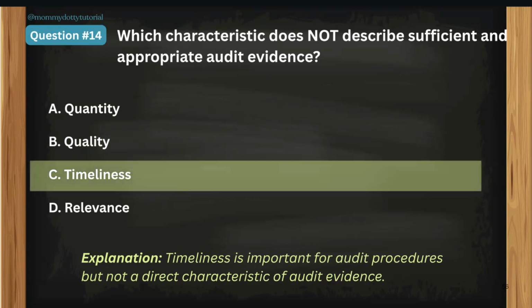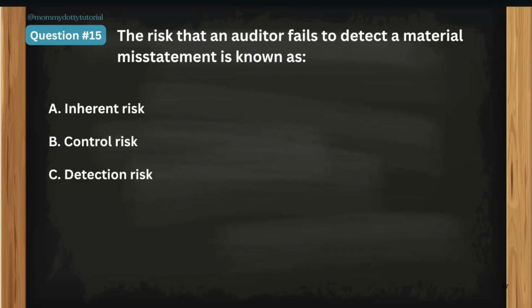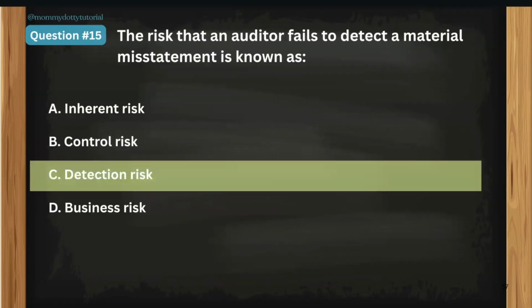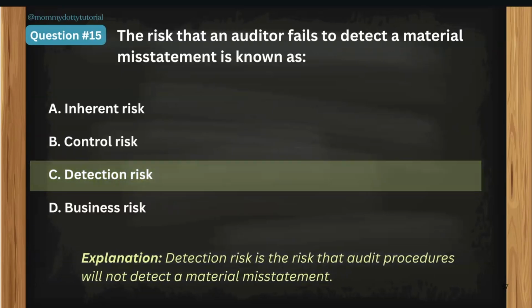Okay, moving on to question number 15. The risk that an auditor fails to detect a material misstatement is known as A, inherent risk. B, control risk. C, detection risk. And letter D, business risk. You may pause the video to think. The correct answer is letter C, detection risk. So detection risk is the risk that audit procedures will not detect a material misstatement.